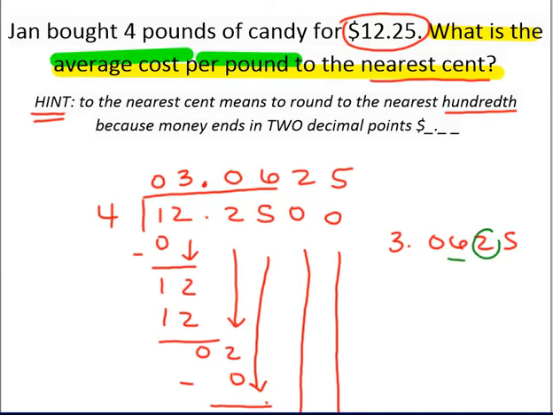Locate my number, look to the left. That's a 2, so my 6 is going to stay, cross everything out. So my answer is $3.06.